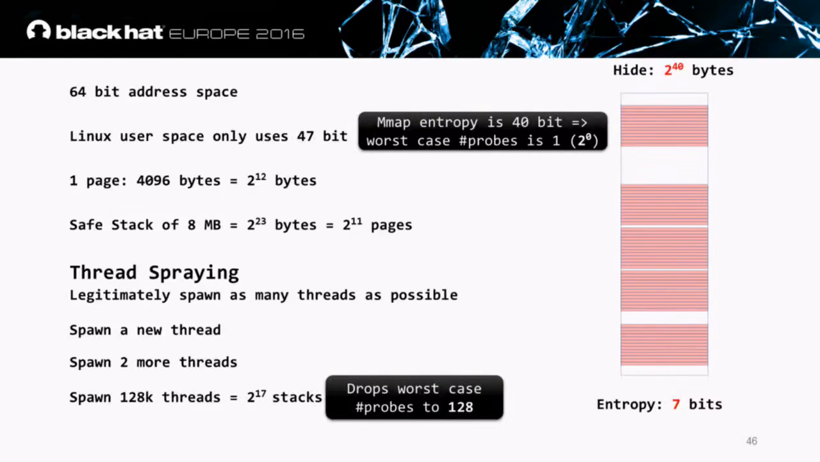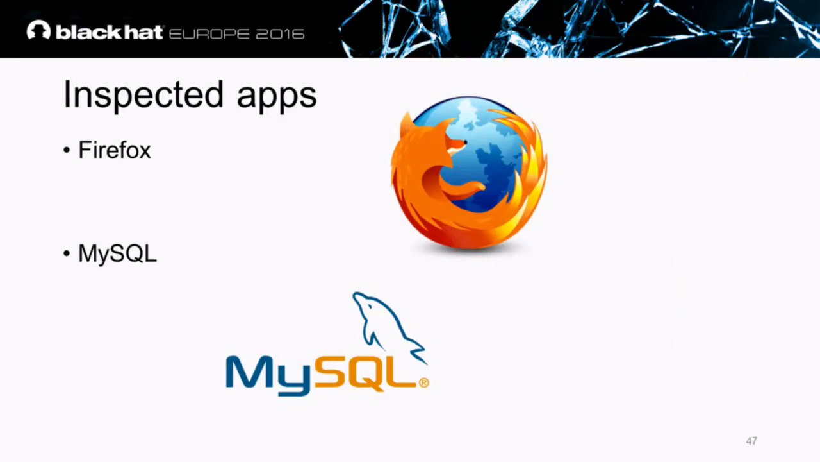So the idea is to spawn lots of threads just to reduce the entropy and increase the hit chance. Because we don't have pointers and we want to find the safe stack. So we inspected several applications. I will go over Firefox and MySQL, and how we could spawn many threads and stacks.